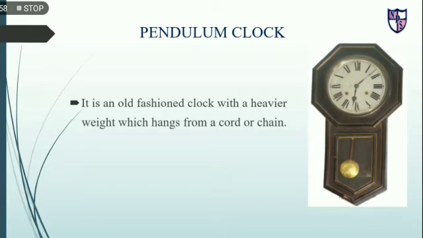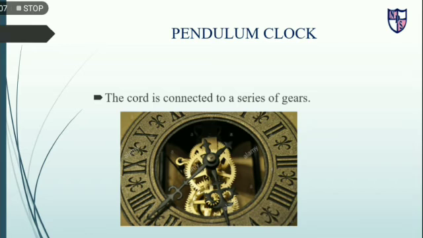Pendulum clock is basically an old-fashioned clock. You can see in the picture here, it consists of a swinging heavier weight which hangs or attaches to the rope or chain. Now the cord is connected to the gears. You can also see gears in this picture of pendulum clock. The number of teeth or cogs is different in each gear and each gear moves at a different speed.